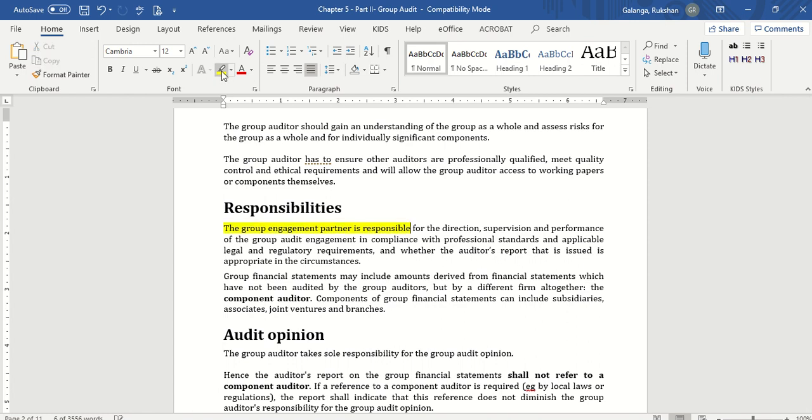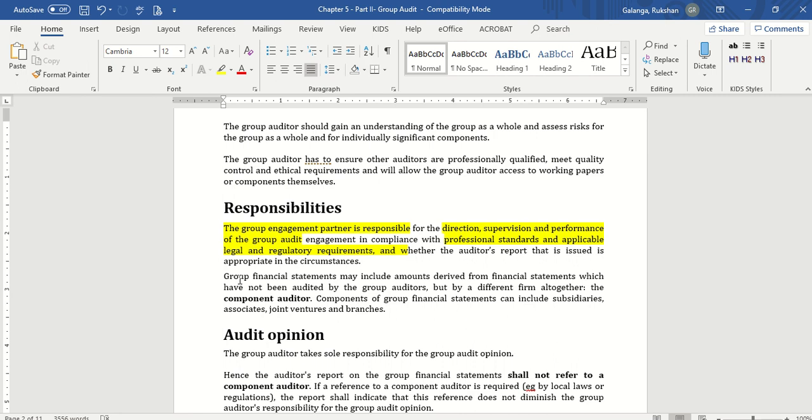You can see some other wordings there for what he is responsible for: to direct and supervise the performance of the group audit. He is the one who's responsible. He is responsible to check whether this audit is done according to the required professional standards and applicable legal and regulatory requirements, right? That has to be checked by the group auditor. Group financial statements may include amounts derived from financial statements which have not been audited by the group auditors, right?